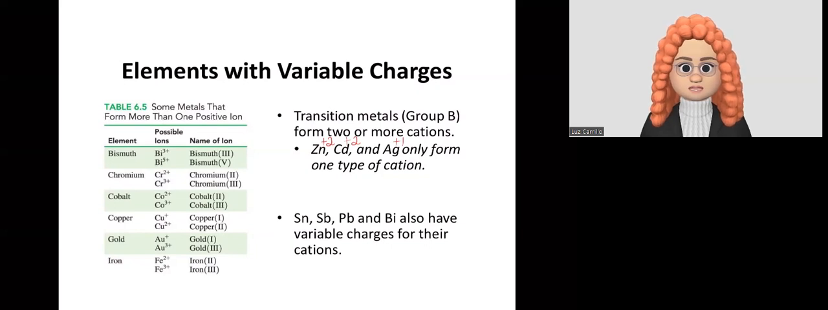In addition to the transition metals, there's going to be 4 additional elements that, even though they don't live in the area of the transition metals, they have variable charges. And that includes tin, antimony, lead, and bismuth. Even though they don't live specifically where the transition metals are, they also form variable charges.